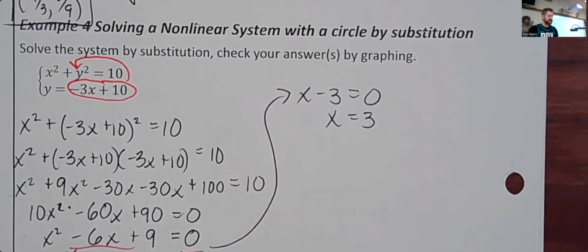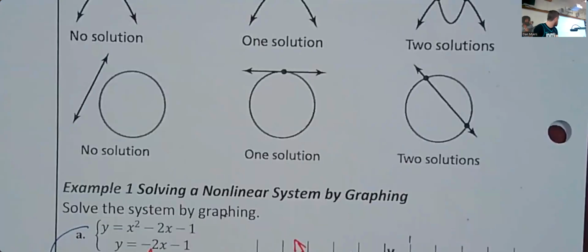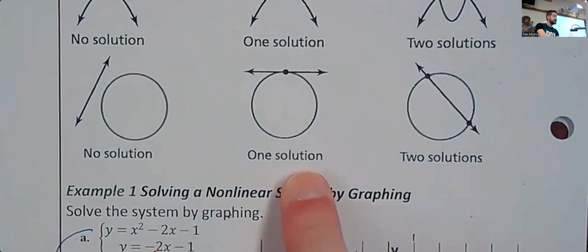So if we're thinking about what this might look like in general, I'm going to pause here for a second. I'm going to turn back to our second page from yesterday. If you look at the examples of circles and lines, it's going to look something like this.